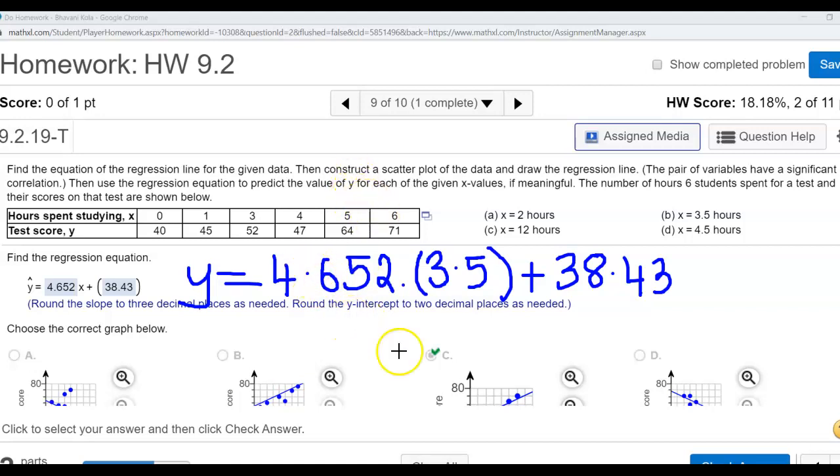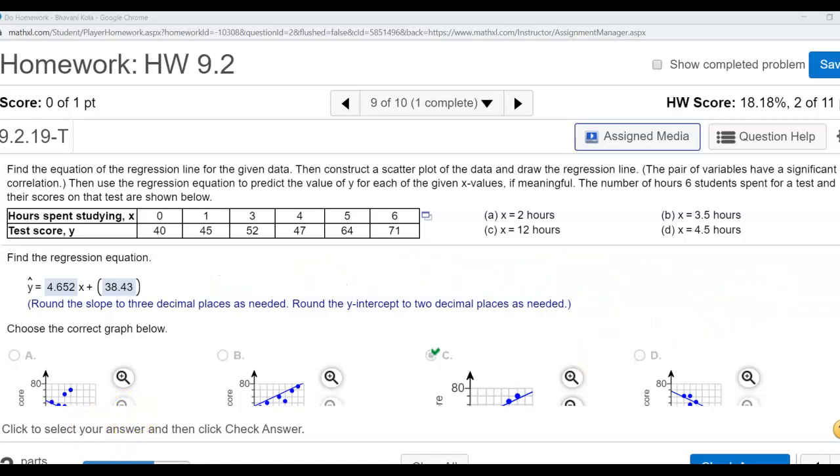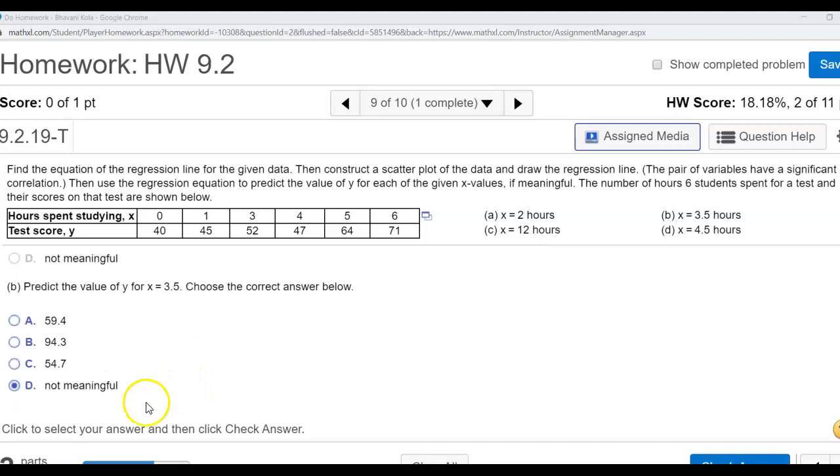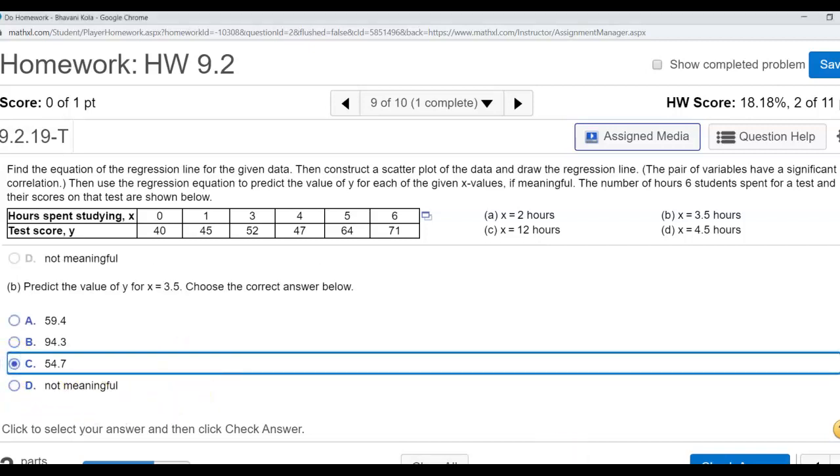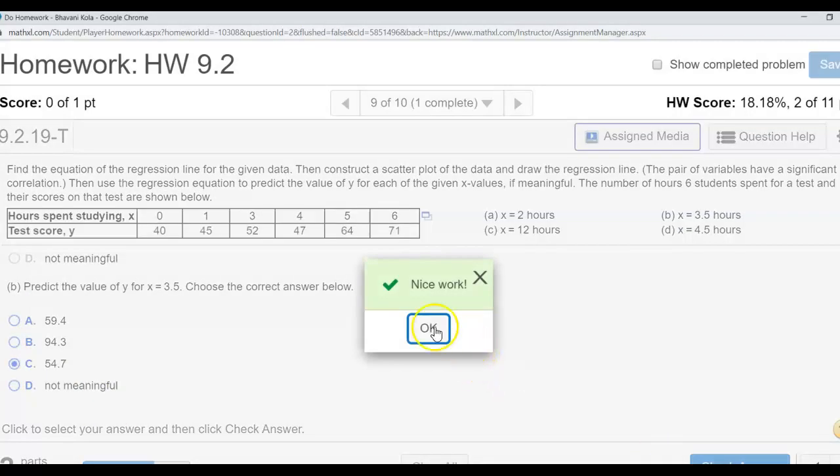So you can check this out. You can plug it in and see. It gives me 54.7. So let me go ahead and see if I have that option. Scroll down. I'm scrolling down here, trust me. 54.7, and yes, that's my option.